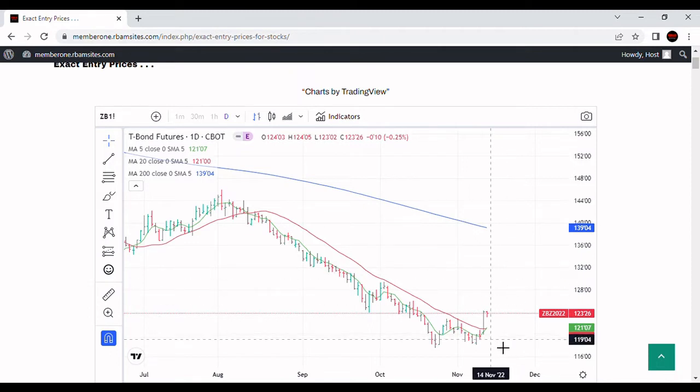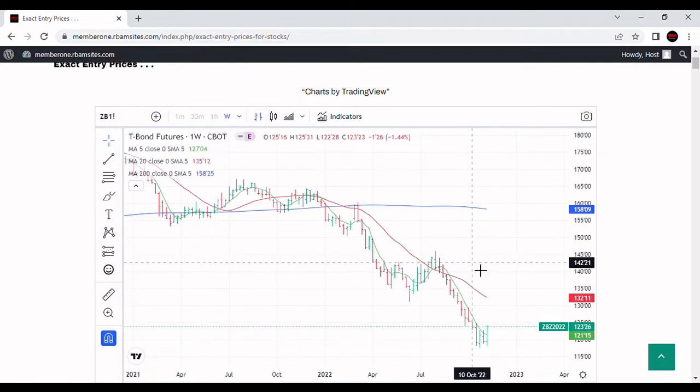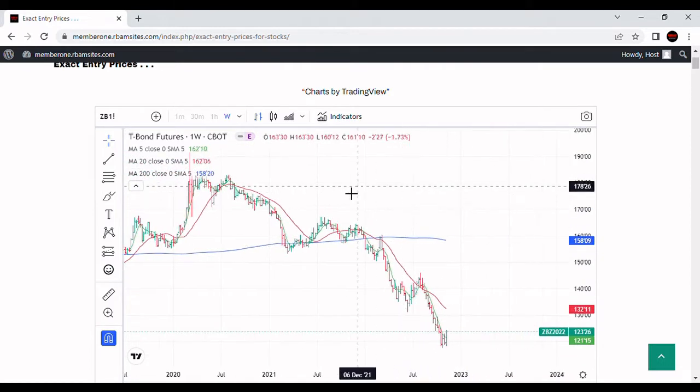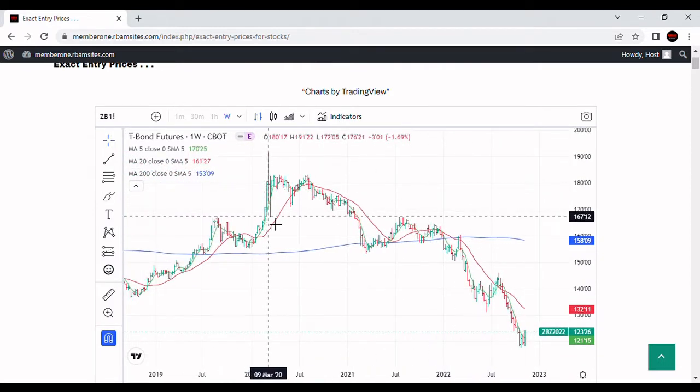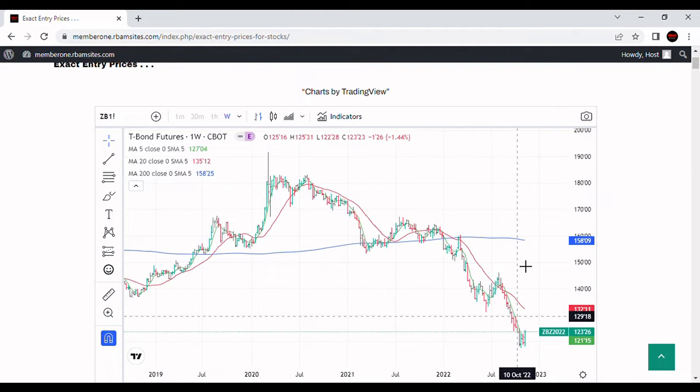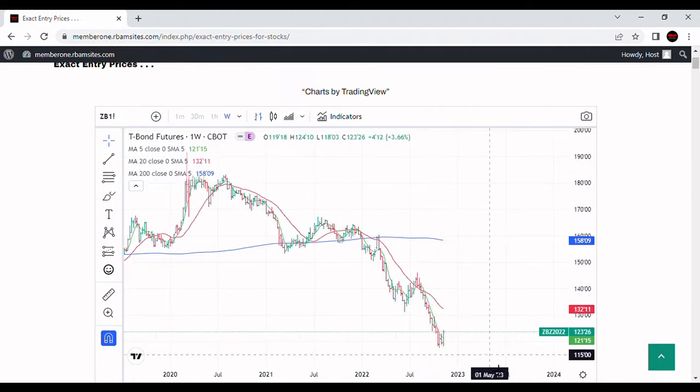So let's take a look real quick and see what's going on. We can see that the 5-day green moving average is just touching the 20-day moving average. So let's go to the weekly and see if we can get a better analysis of this. This is a weekly chart. Here's your high in the bonds, meaning the low of interest rates, in March of 2020. These are inversely related. Bonds go down, interest rates go up. Bonds go up, interest rates go down.